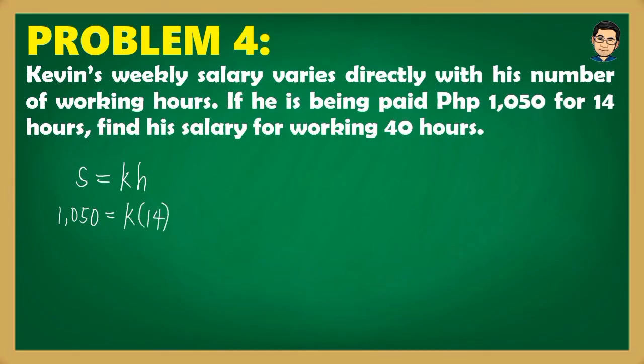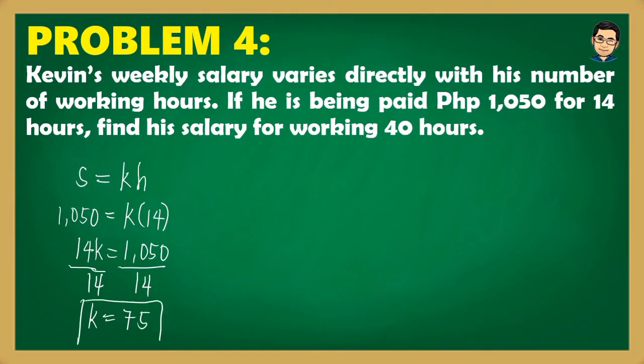Now, pwede natin siyang isulat as 14K is equal to 1,050. And then, we divide both sides by 14. So, 14K over 14, that is K, equals 1,050 divided by 14, that is 75. So, the value of K or the constant of variation is 75.